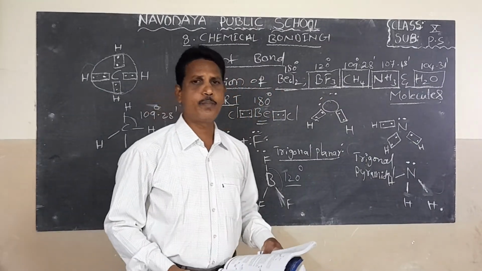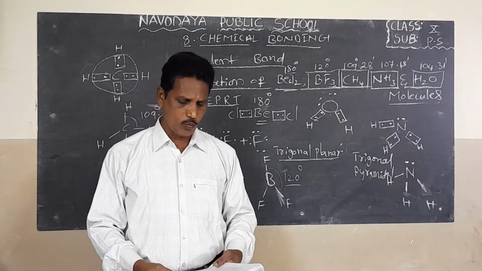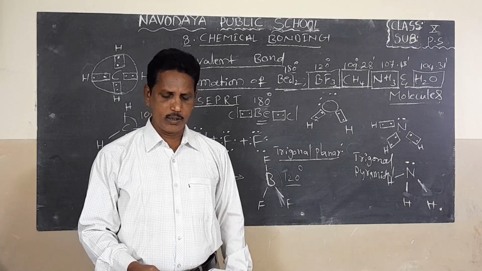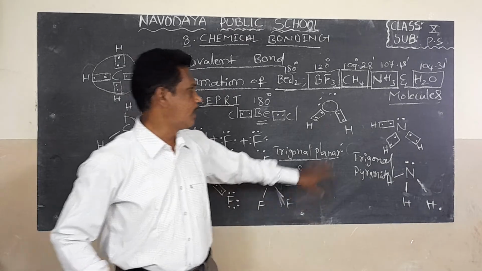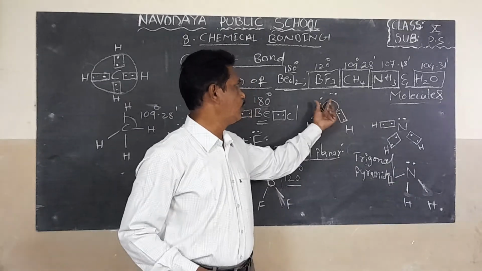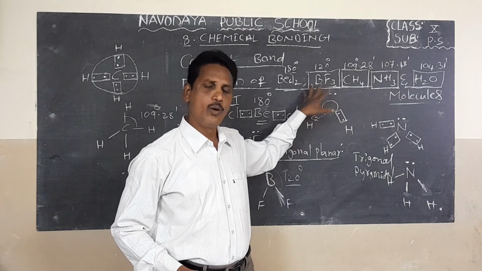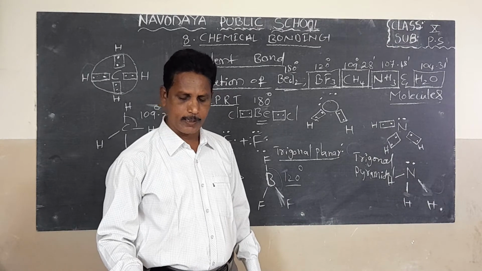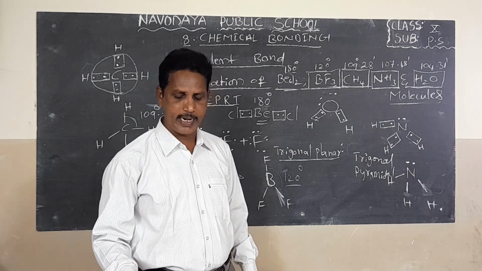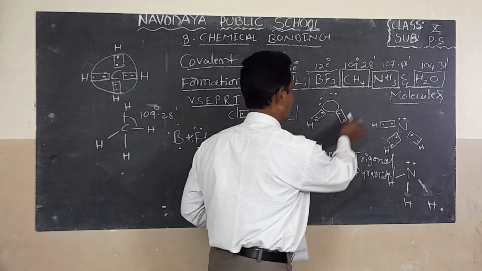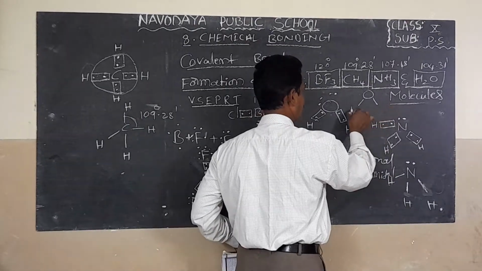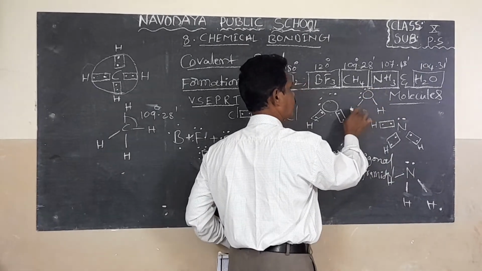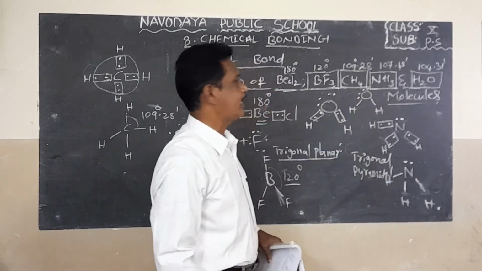There are 4 pairs of electrons present in the H2O molecule, of which 2 pairs are lone pairs and 2 pairs are bond pairs. Therefore, the H2O molecule gets a V shape. The shape of the H2O molecule is V shape. There are two single covalent bonds present in the water molecule.